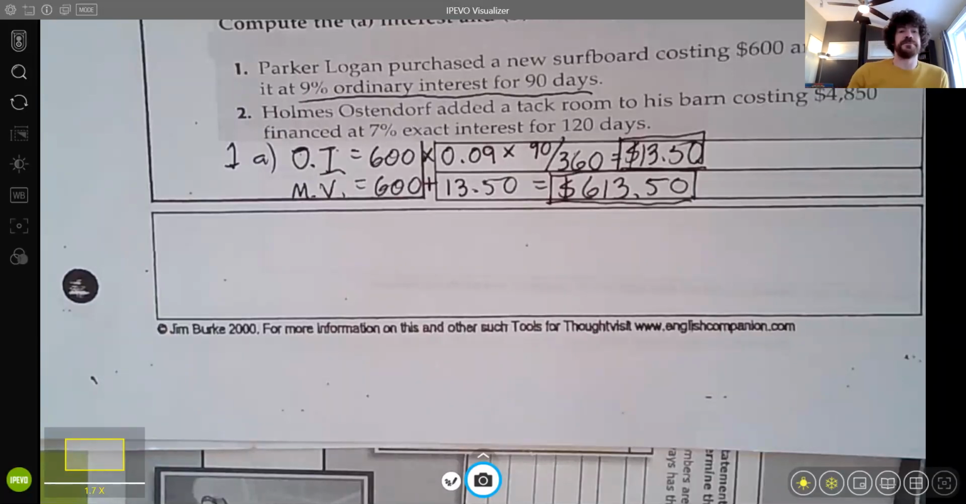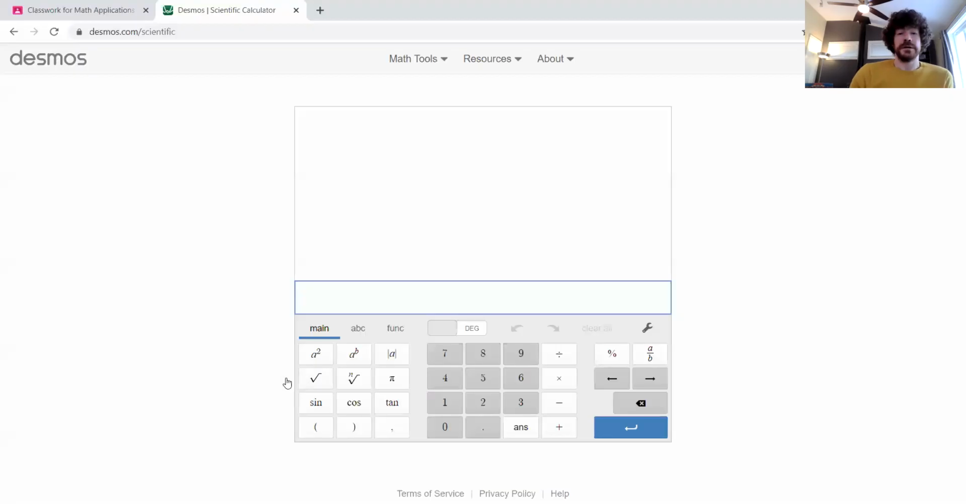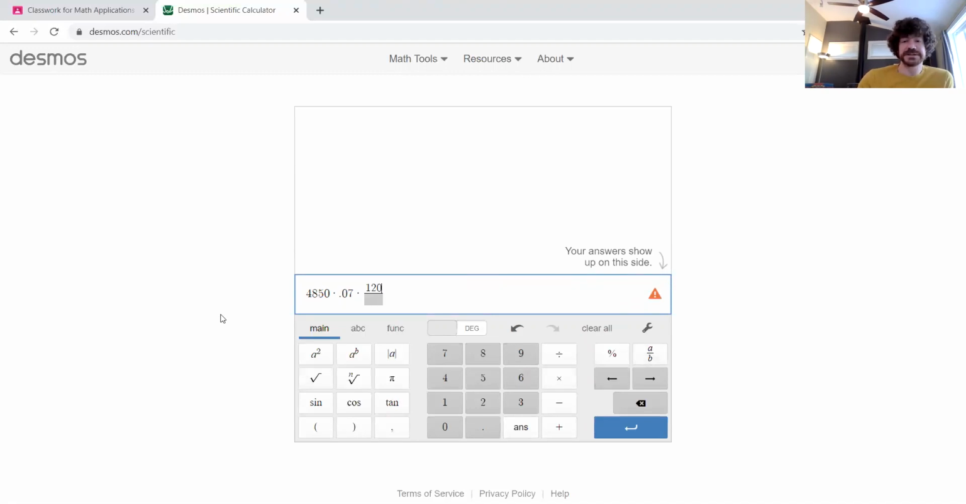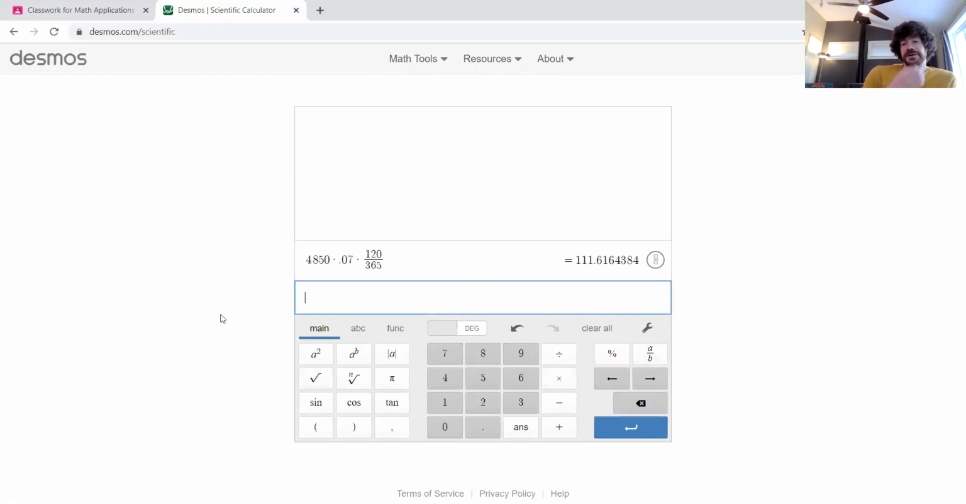So we had a $4,850 loan at 7%. And it was exact interest for 120 days. So multiplied by, here's our AB fraction, 120 days. And it was exact interest, so it's out of 365. So we're looking at $111.62 in exact interest. So that's how much money is going to be owed in addition to the loan that was taken out for $4,850.